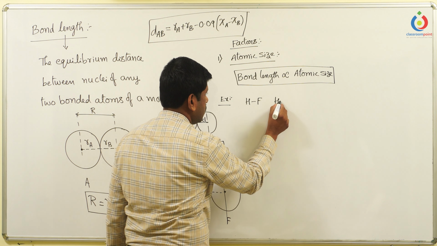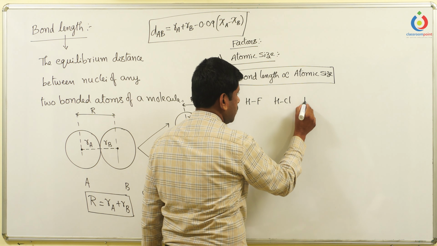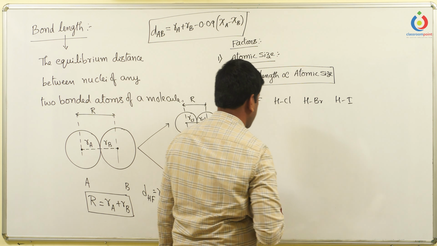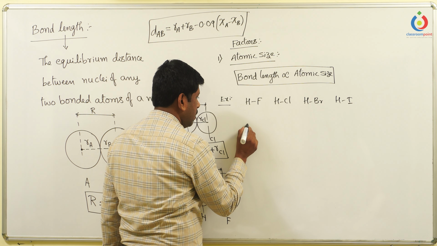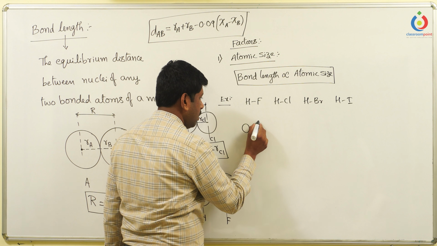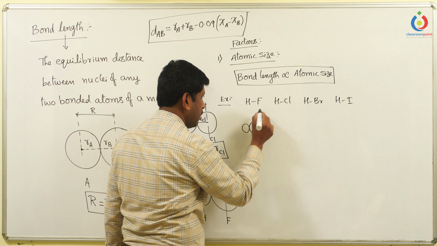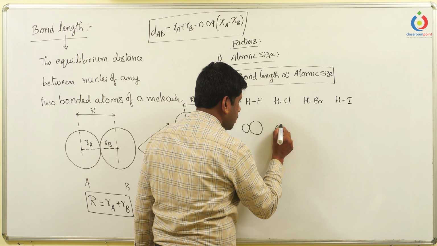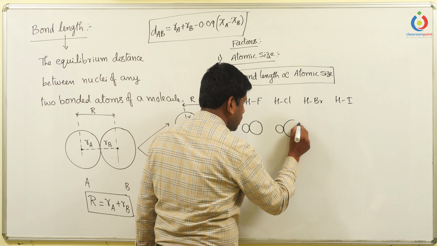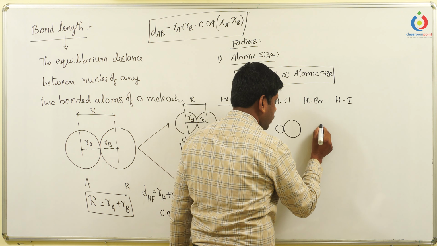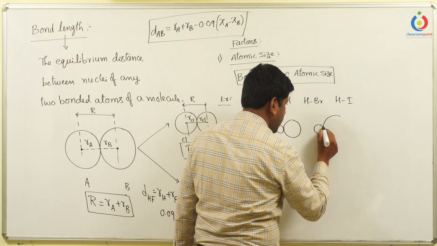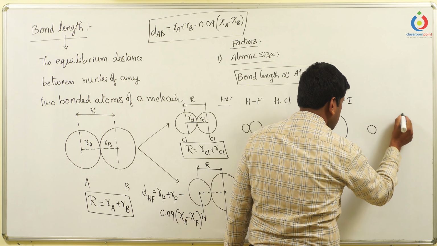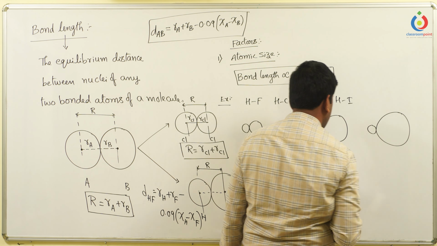Hydrogen fluoride, hydrogen chloride, hydrogen bromide, and hydrogen iodide. If you imagine this one, the size of the hydrogen atom is small and the fluorine atom is also relatively small when compared to the other halogen atoms. And the hydrogen atom here and the chlorine atom, size increases. Hydrogen atom and bromine atom, and let us take the last one, hydrogen atom and iodine atom.